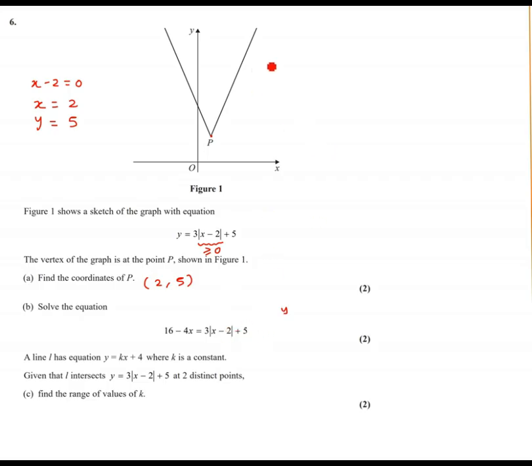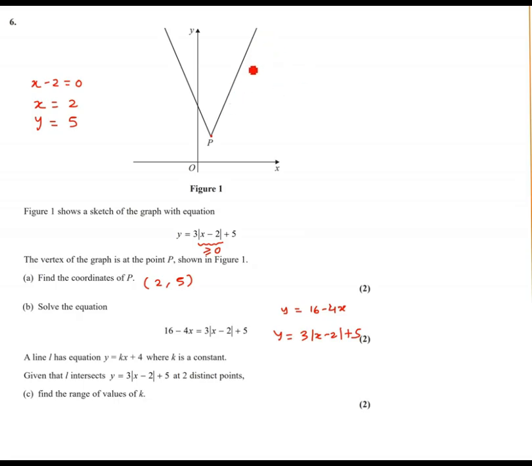So first we work out, so solving these two equations means solving 16 minus 4y equals 16 minus 4x and y equals 3 times modulus x minus 2 plus 5. So you're basically solving them simultaneously and finding where the two graphs intersect each other. So let's try the first method where we work out the equations of each of these lines.